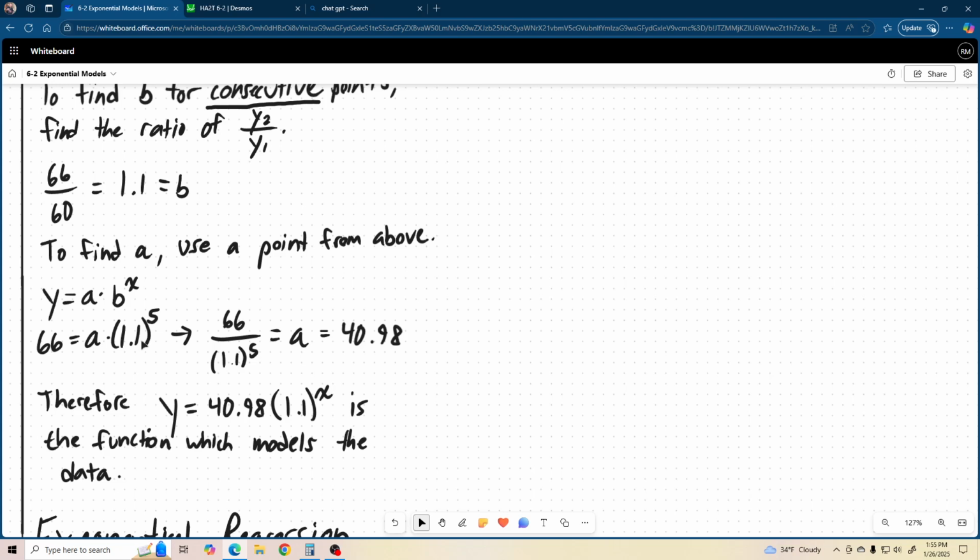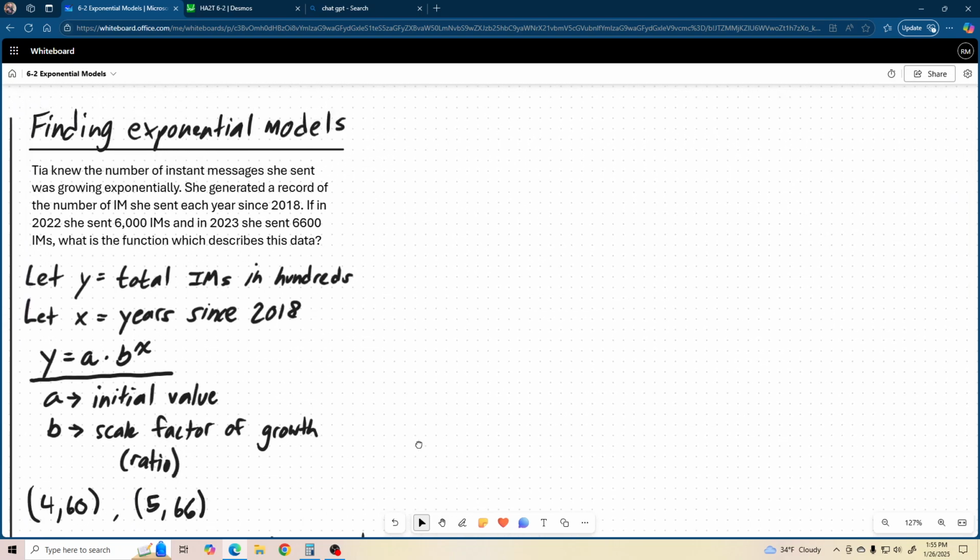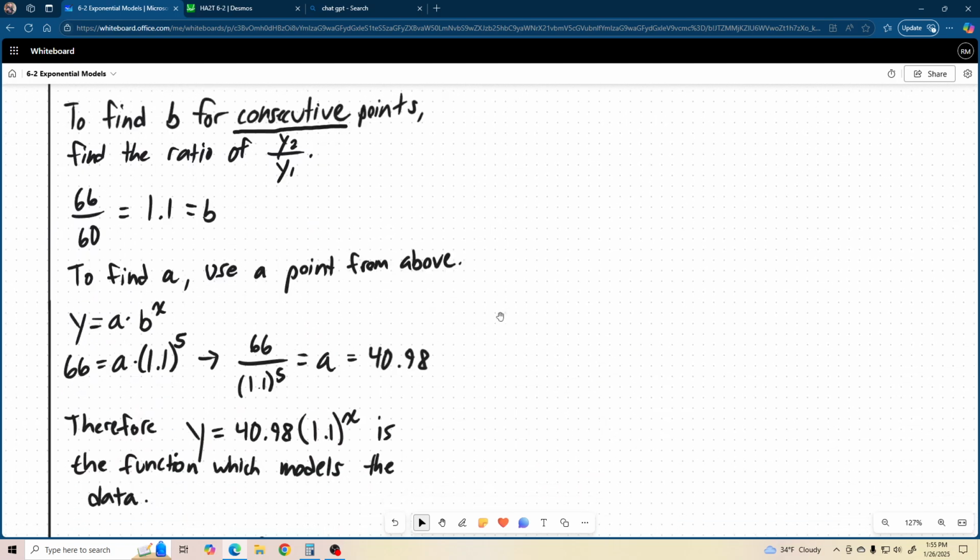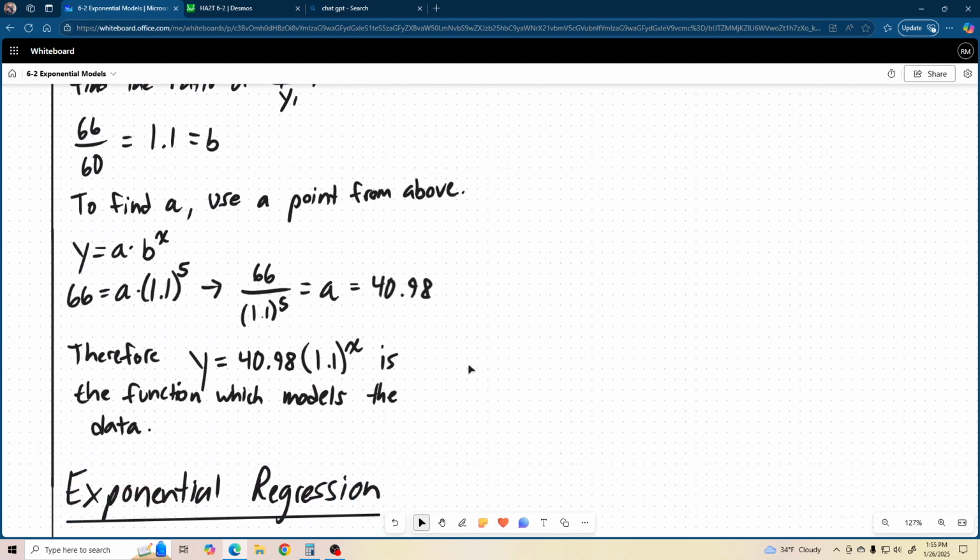We just divide both sides by this whole expression here. And then if you finish that off, you're going to get 40.98, and that's our a. So now we have our a and our b. We can rewrite this as our rule, or if you want, this is our model. This is our rule for our equation here.